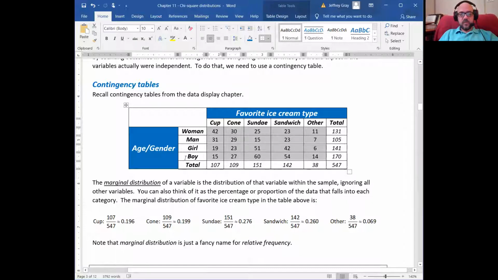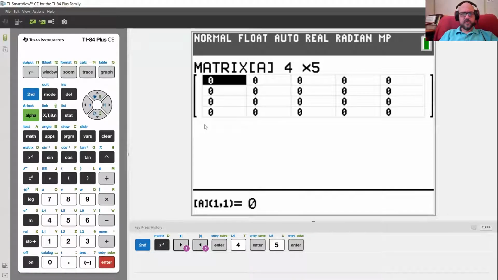So this is 4 rows by 5 columns. So I want to do a 4 by 5 matrix. It's here. So let's go back to the calculator. So I want this matrix to be 4 by 5, 4 rows by 5 columns. You can see it's got the right size. So I'm just going to type in all the observed counts. So that's going to take me a minute to do.